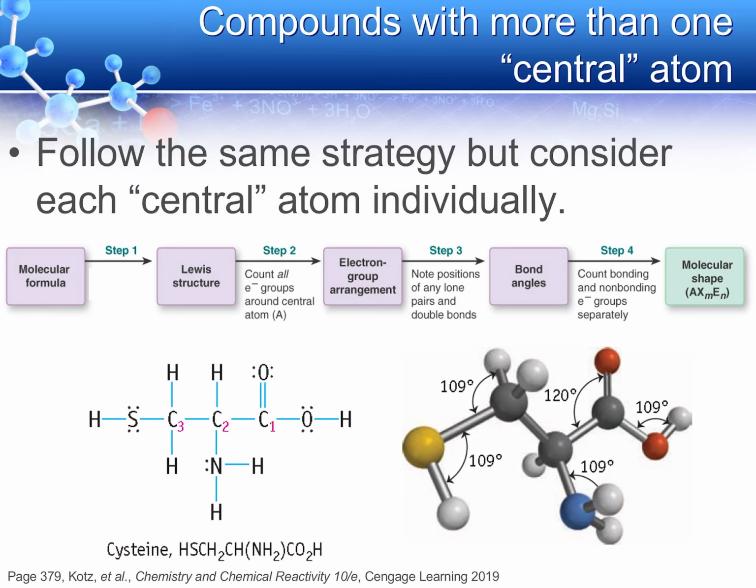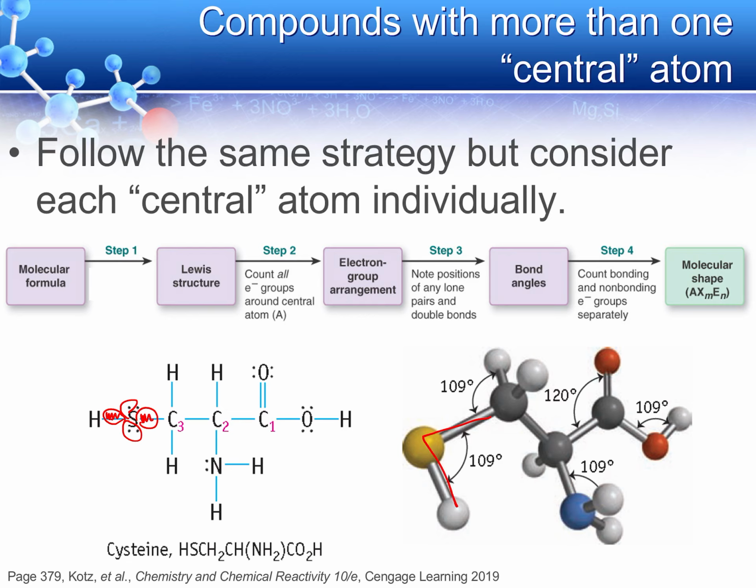If we have compounds with more than one central atom, we follow the same strategy, but we consider each central atom individually. You might remember doing this when we did our model building example. If I look at sulfur right here in this compound, I've got 1, 2, 3, 4. That means its electron pair arrangement is tetrahedral because there are 4. But I've got 2 bonds and 2 lone pairs, so this is going to be bent, and you can see right here that this is bent.